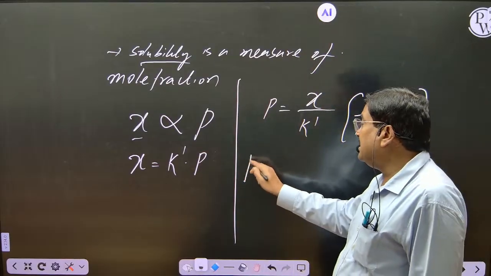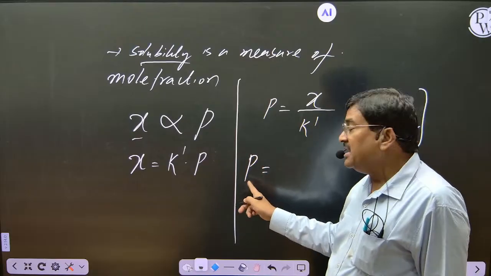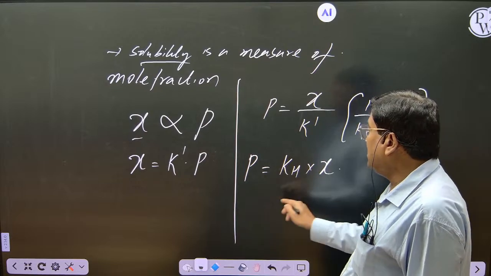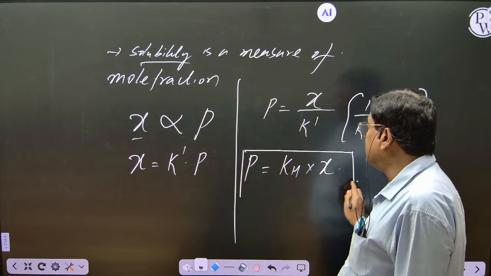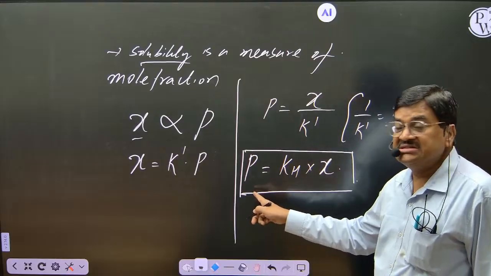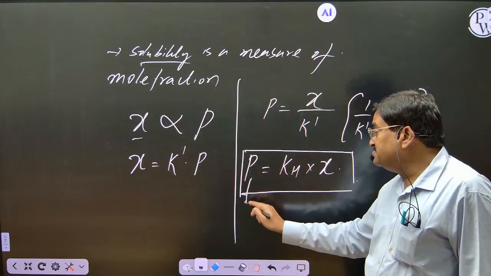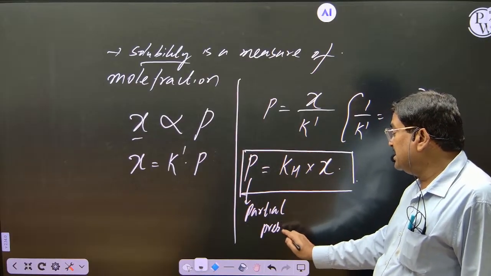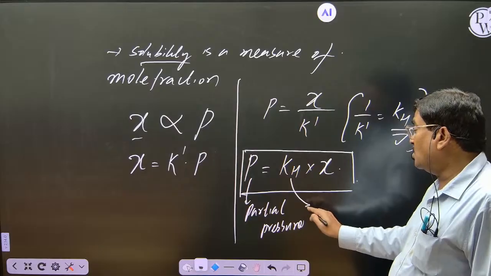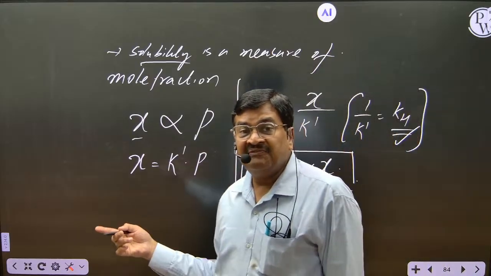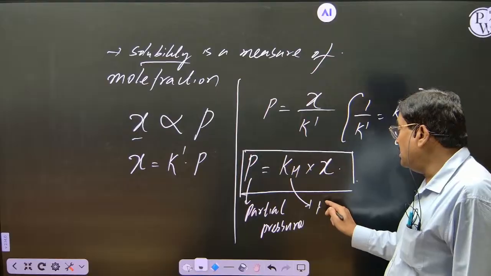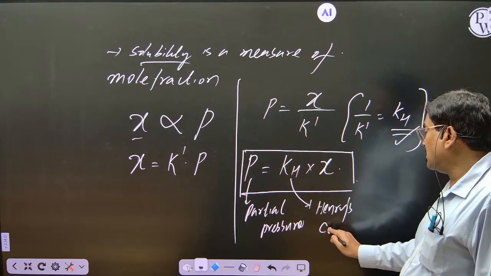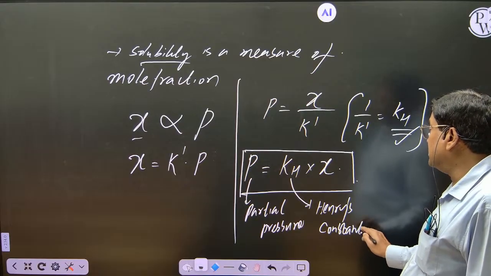So finally we write another statement. Partial pressure of the gas is equal to Kh into chi. Now what is Kh here? This is an important relation. In the exam you get questions on this. Where P is partial pressure. What is P, students, here? P is the partial pressure. And Kh is the Henry constant, named to honor Henry. That is why it is called the Henry constant. And chi is the mole fraction.